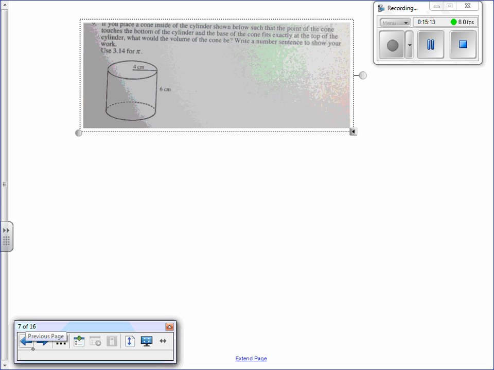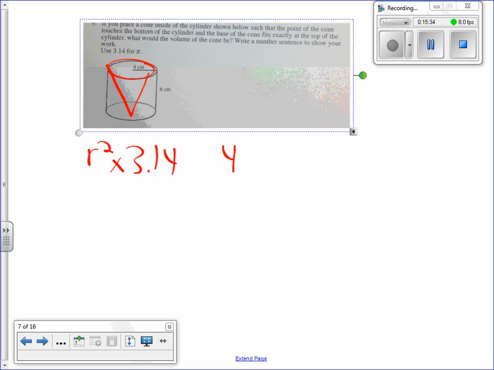If you place a cone inside the cylinder shown below such that the point of the cone touches the bottom of the cylinder and the base of the cone fits exactly at the top of the cylinder, what would the volume of the new cone be? Pretty much it means if I put a cone in here, what's my volume? We'll have to find the area of the base, which could also be the top of the shape. Radius squared times 3.14. 4 is my radius. 4 squared times 3.14, which is 16 times 3.14.